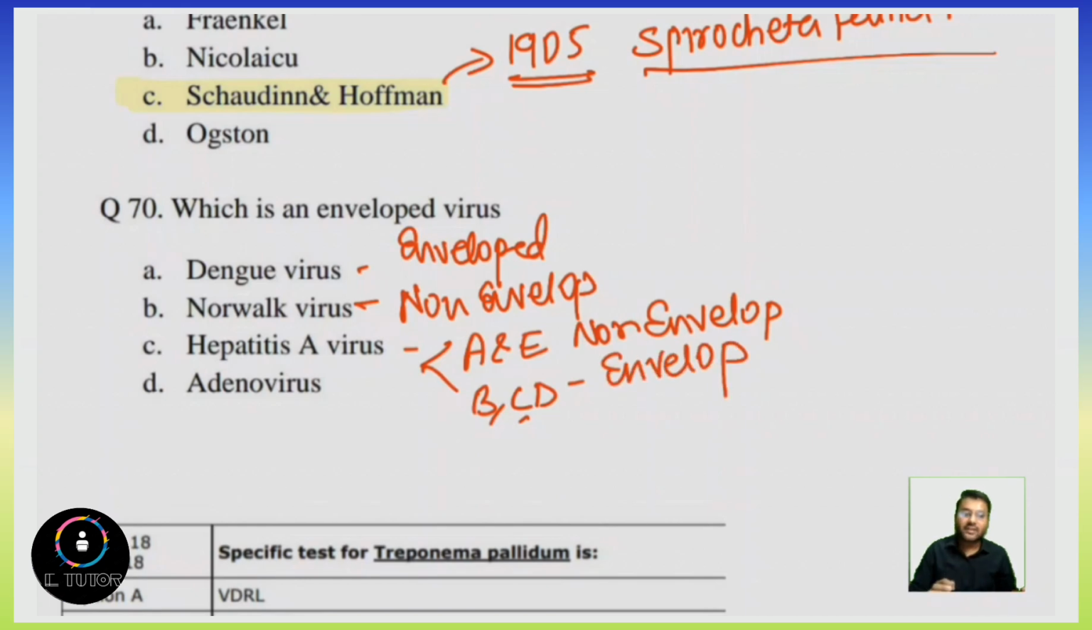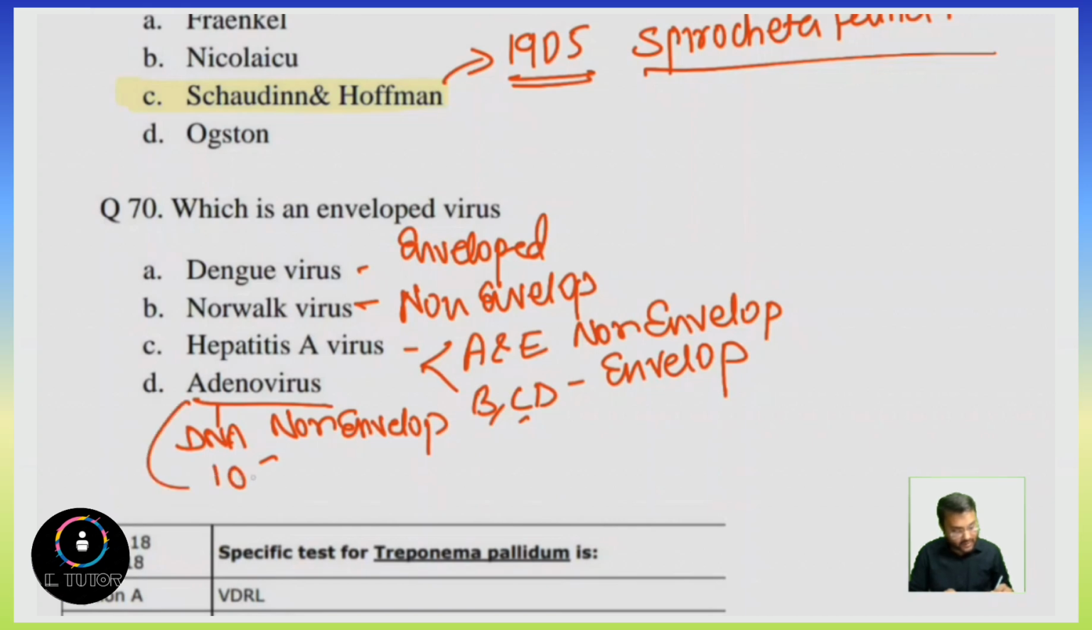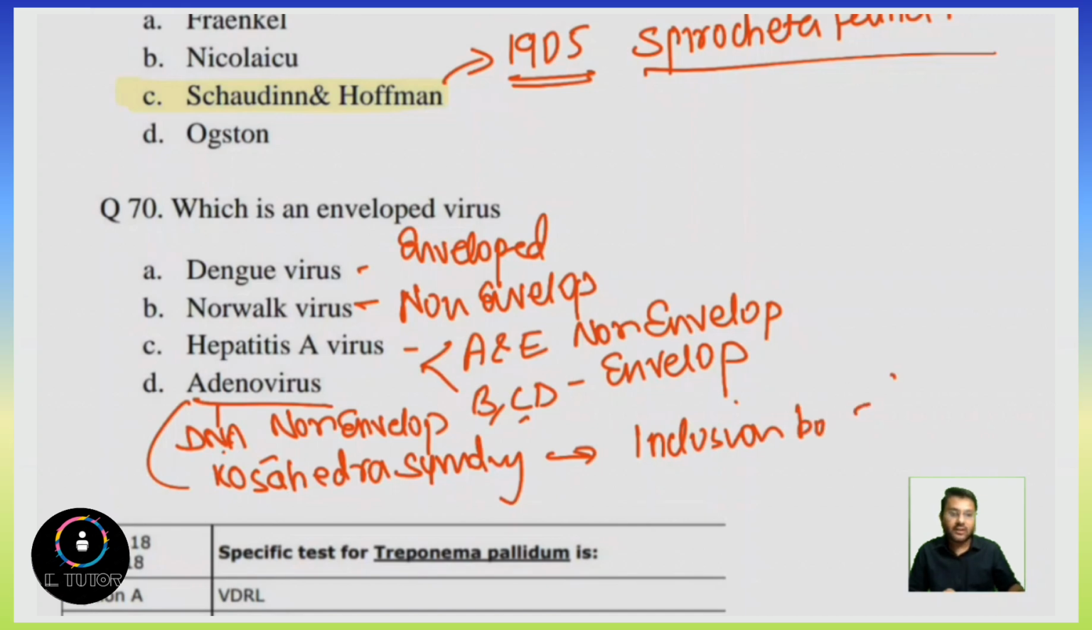And if we talk about adenovirus, it is a DNA virus, but being a DNA virus also, it is non-enveloped. Generally DNA viruses are enveloped viruses, but adenovirus is a non-enveloped virus, and it will have icosahedral symmetry, and the inclusion body is Cowdry type B.